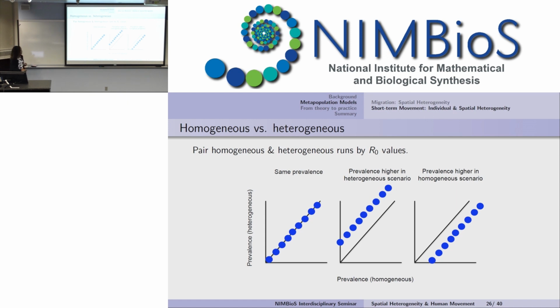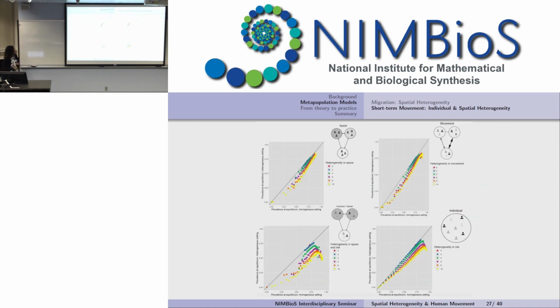So if we think back to the scenario when we were looking at migration versus instead of short-term movement, that would put us in this middle situation where heterogeneity increased prevalence. So now we want to see what goes on when we look at short-term movement and the impact of heterogeneity in risk and spatial transmission. So we have our 4 different scenarios here.